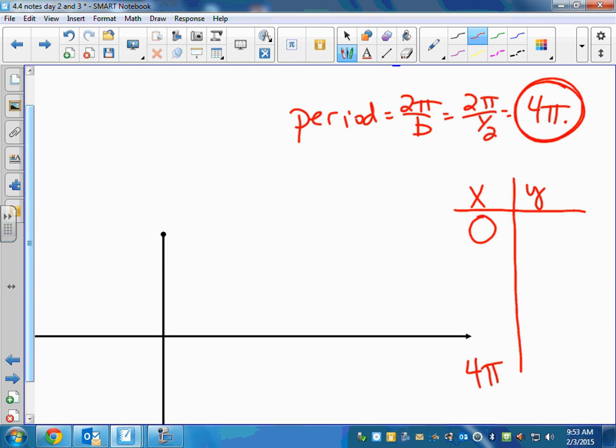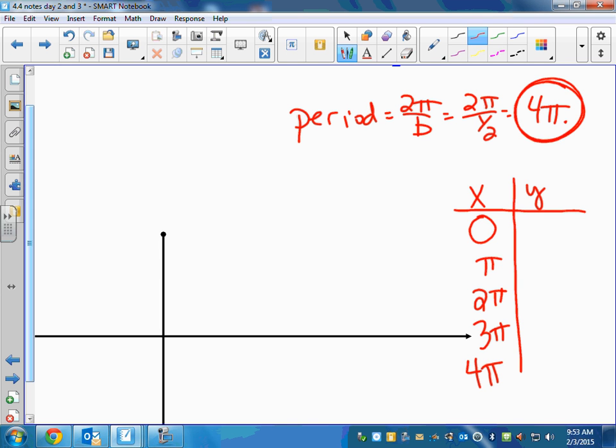This is long. 4 pi. Sometimes the period's shorter, like half pi, and you have to do fractions. That's harder, but this one's easy. What's halfway between 0 and 4 pi? What's halfway between 0 and 2 pi? What's halfway between 2 pi and 4 pi? These are my new key points. So whatever your period is, take half of it again, and you should always end up with those 5 awesome points that are going to give you your 0s, 1s, and negative 1s.